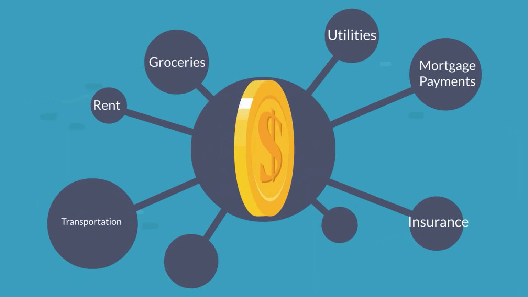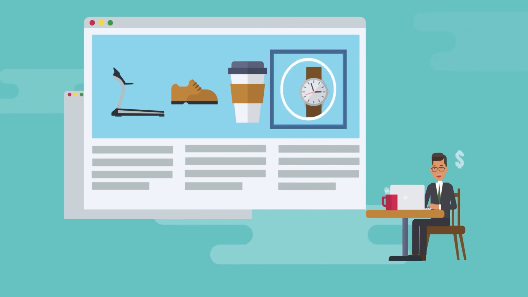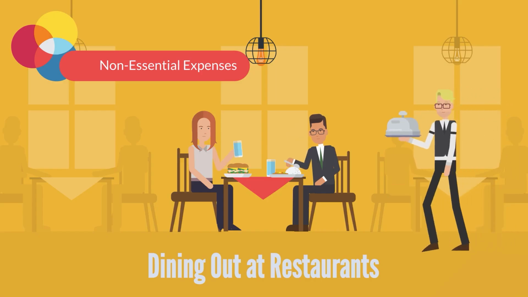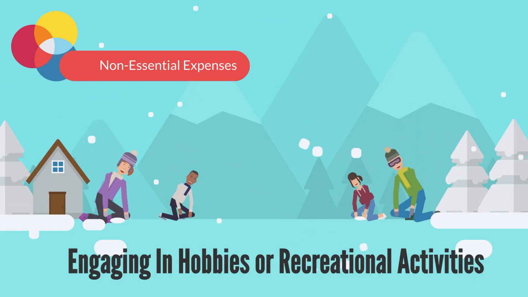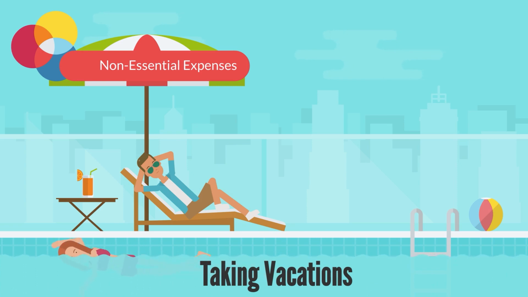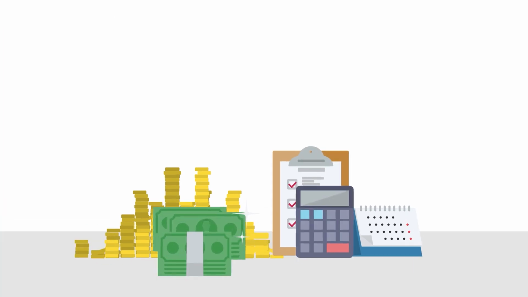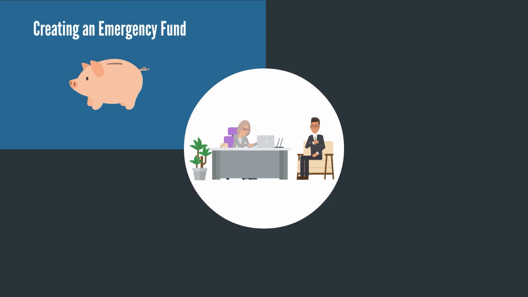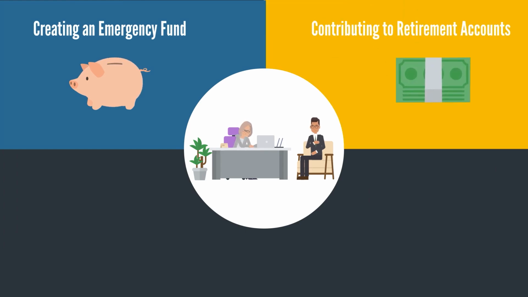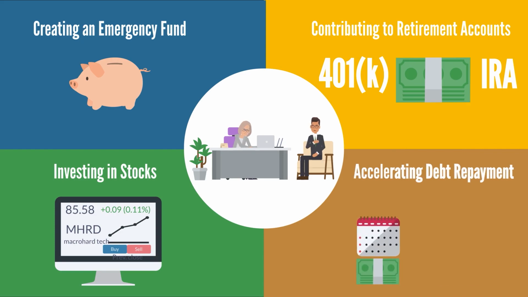Once you have identified your needs, focus on your discretionary spending. Wants encompass expenses that enhance your lifestyle and provide enjoyment, such as dining out at restaurants, going to movies or concerts, engaging in hobbies or recreational activities, taking vacations, and indulging in non-essential shopping. The savings category is crucial for building financial security and planning for the future, which involves creating an emergency fund to cover unexpected expenses, contributing to retirement accounts such as a 401k or IRA, investing in stocks or other investment vehicles, or accelerating debt repayment.